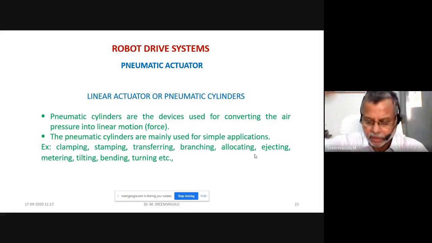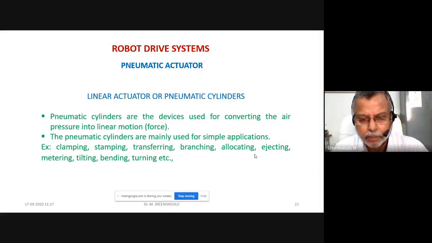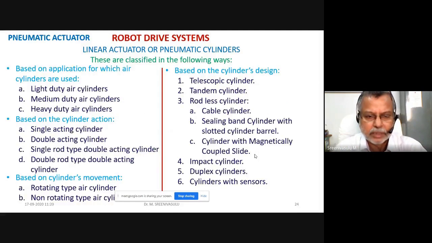Stamping, there will be one shaft that will be moving up and down. Whichever object goes between, under that, it is going to put a stamp and goes on completing its process. Okay, so likewise, all these are the simple processes we can visualize and understand, and all are referred to under simple applications.